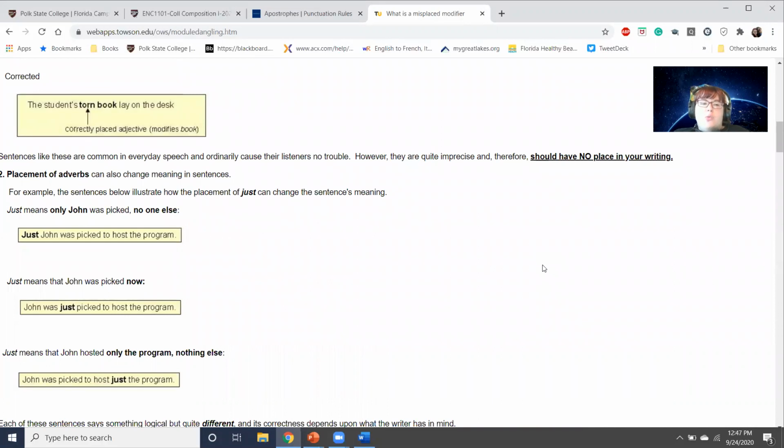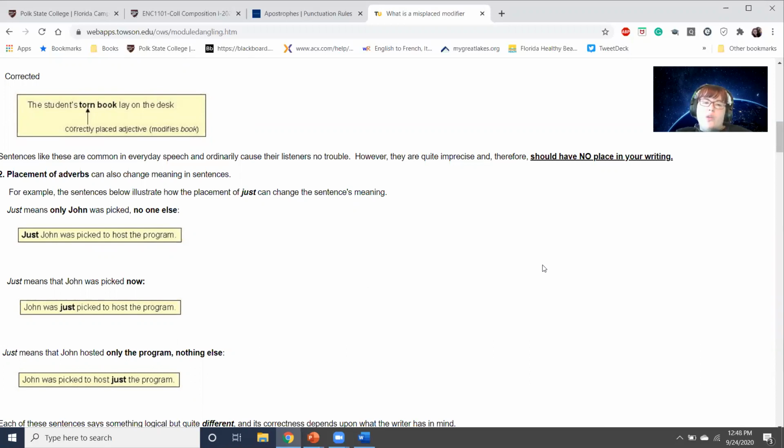Adverbs matter. So only, just, those kinds of adverbs, we want to make sure they're in the right place with what they're modifying, because it changes the meaning of the sentence. So if we have just John was picked to host the program, or only John was picked to host the program, that means that he was picked, no one else. But if we change it to John was just picked to host the program, then in that case, it means he was just picked now. John was picked to host just the program, means he's hosting only the program, nothing else.